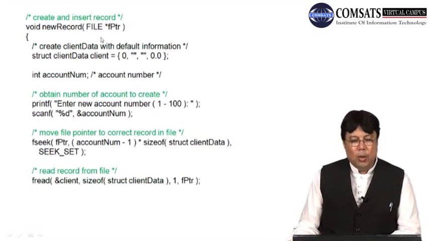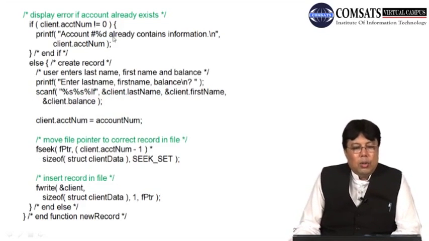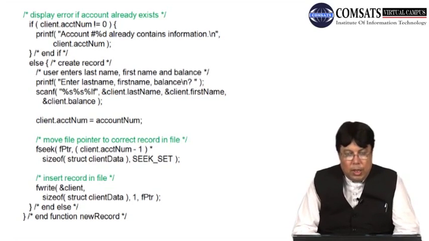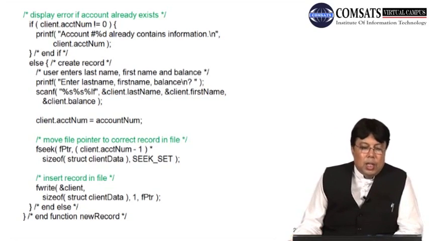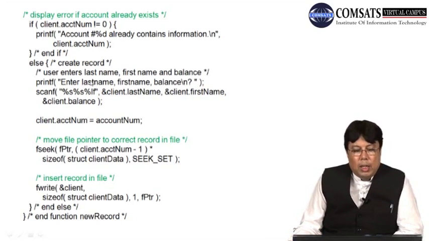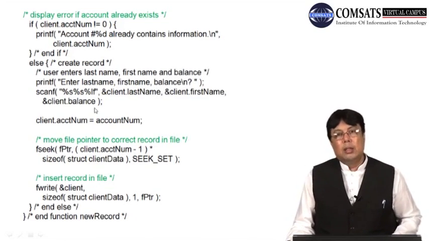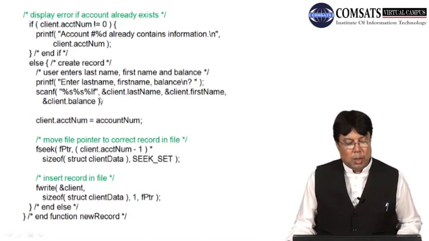Okay. Add a new record is again the same, and you can ask the user to enter the account number, and then you can have the seek position. First of all, you have to read it first, and if the record number is not equal to 0, it means that the account already exists. So once again, you can ask the user, how should I add an account number which already exists? So if it does not exist, then you can ask the user to provide the user information, the last name, the first name, and the balance from which the user wants to create that particular account. So the client.account number is updated.